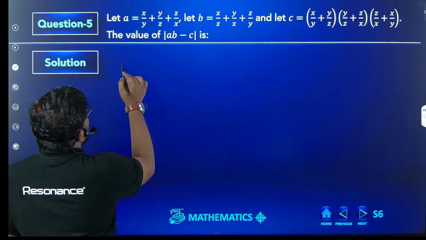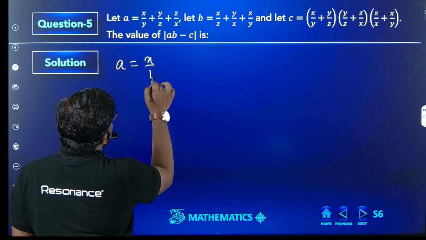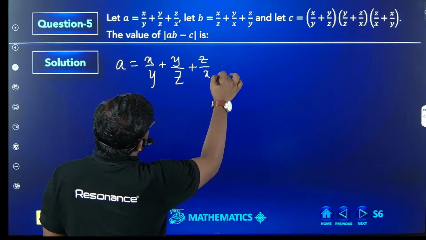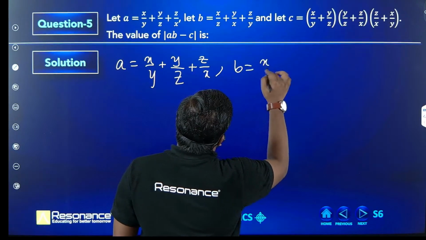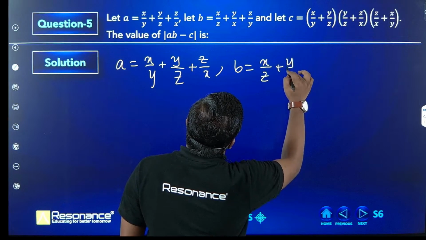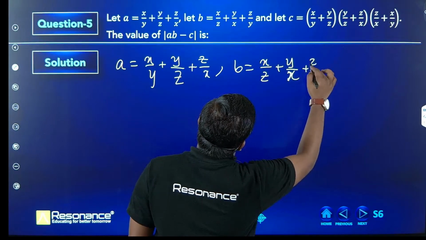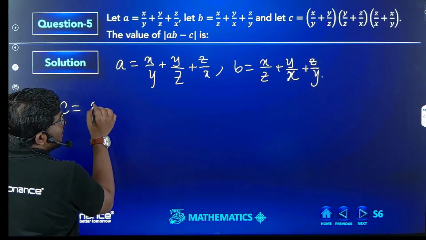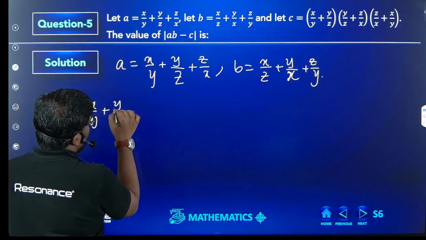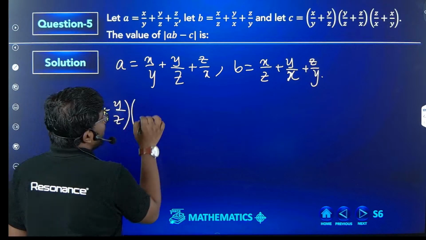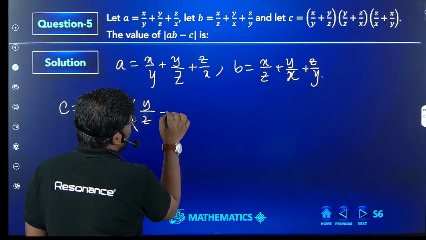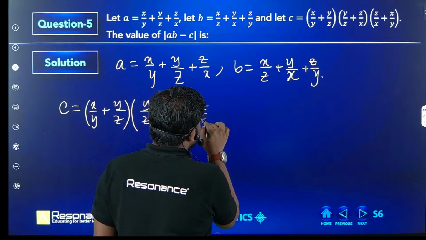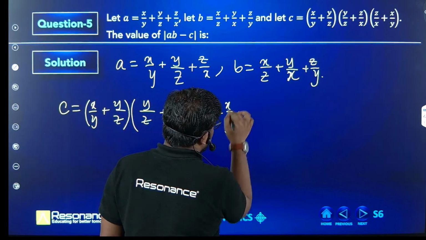So we've got A is x by y plus y by z plus z by x, and B is x by z plus y by x plus z by y. Now C is x by y plus y by z into y by z plus z by x into z by x plus x by y.